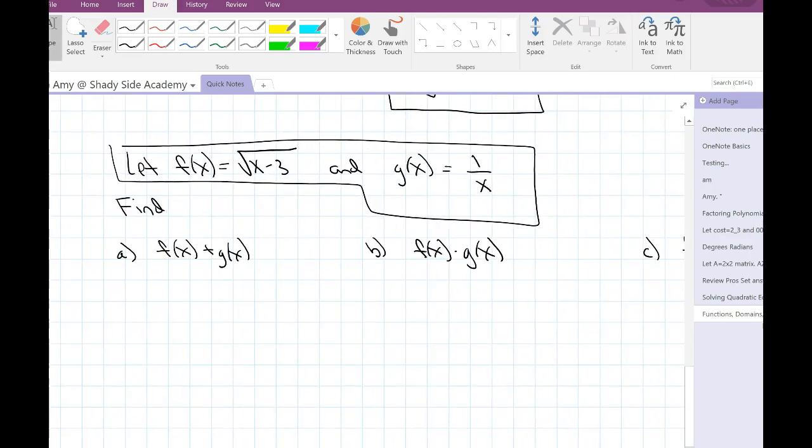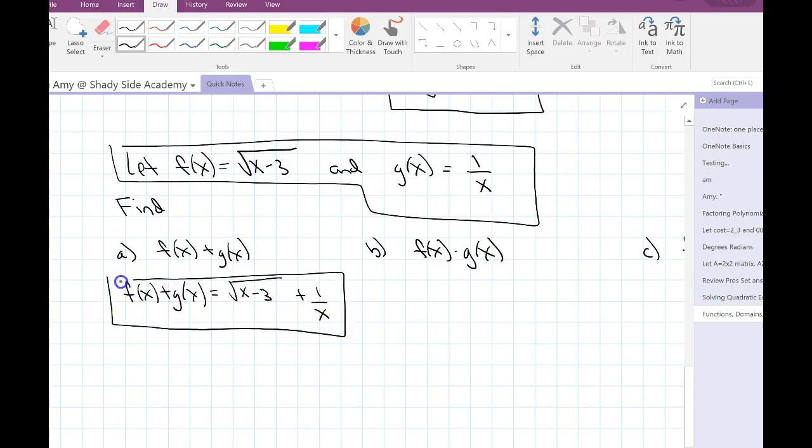Let's see. So f of x plus g of x is saying, take function f, take function g, and add them. Square root of x minus 3 plus 1 over x. That's it. This is f of x plus g of x.